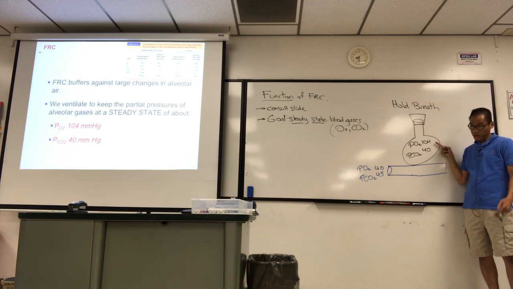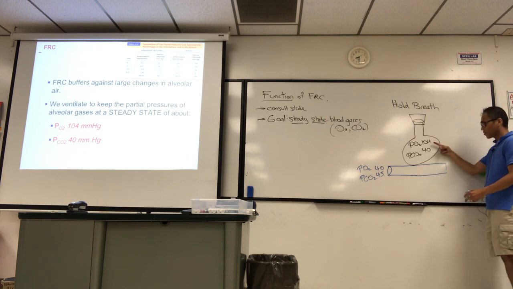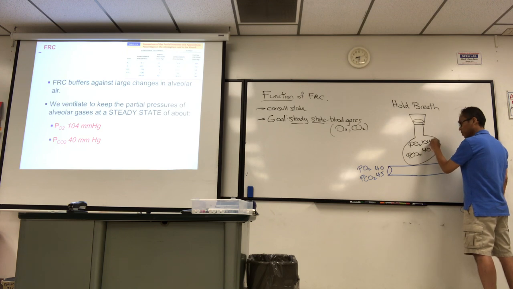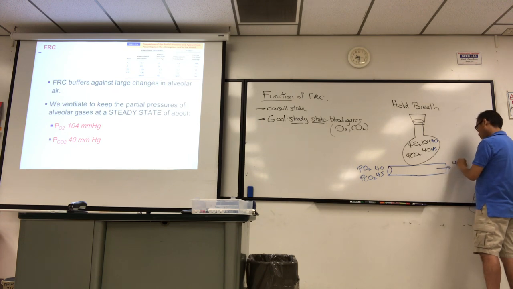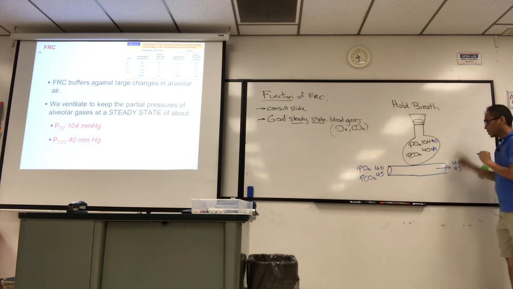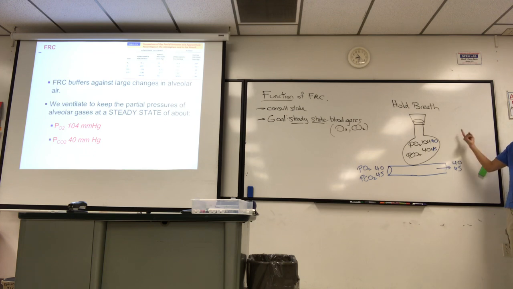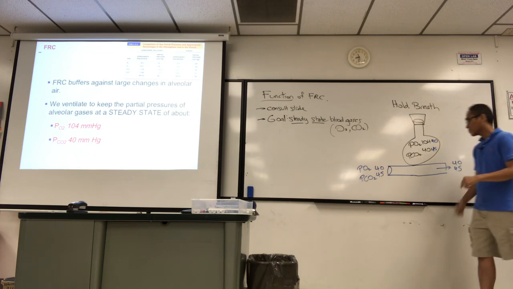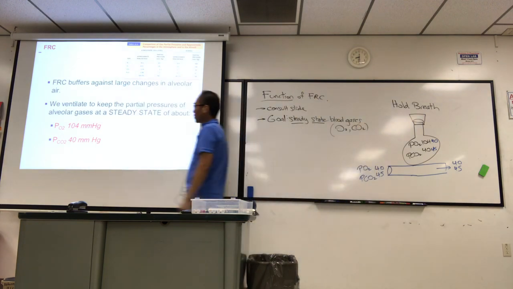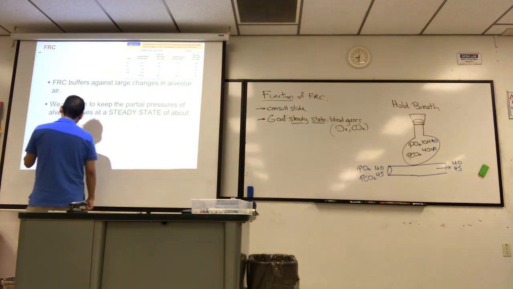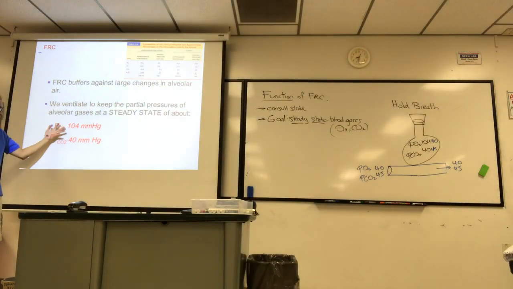This is the importance of breathing. So eventually these numbers will change to 40-45, and then blood leaving will be 40-45 because no fresh air is coming in. Okay. So, first thing, keep on breathing, and we kind of keep these numbers around here.